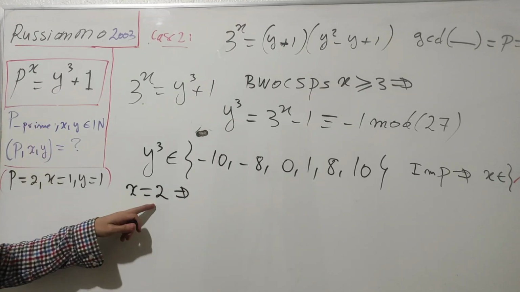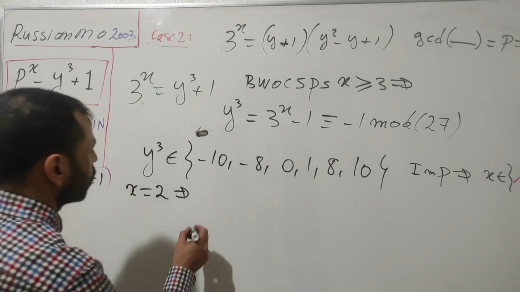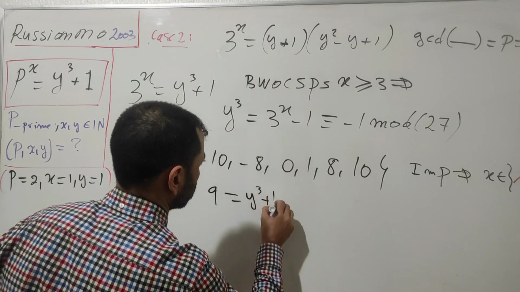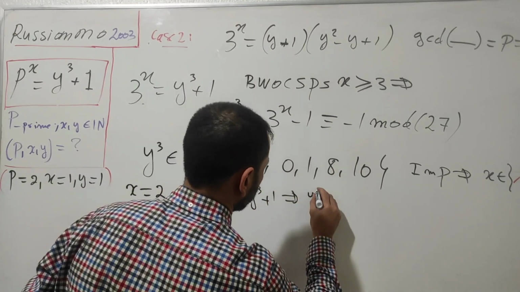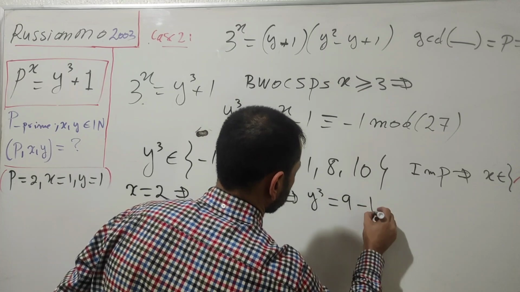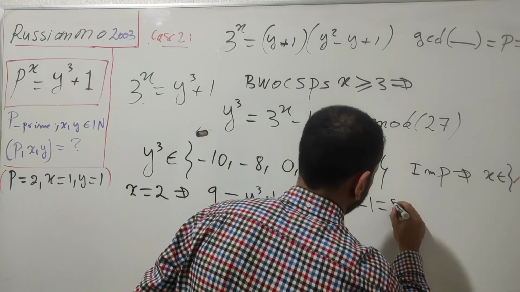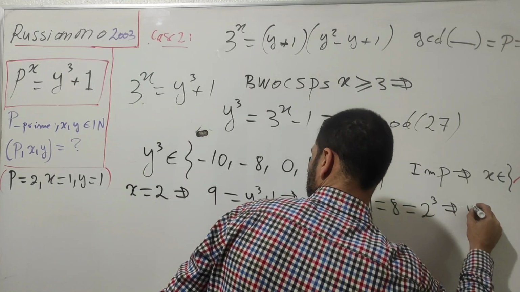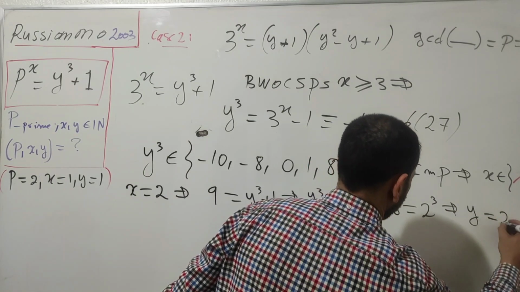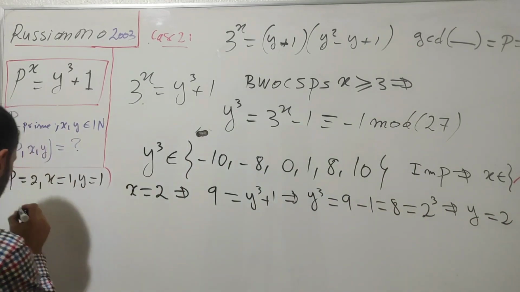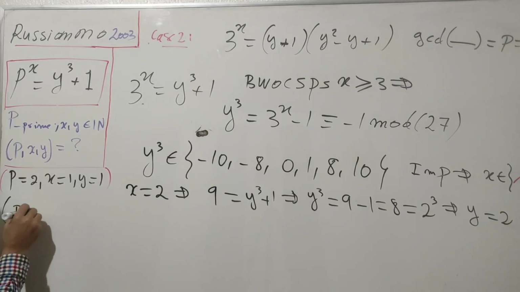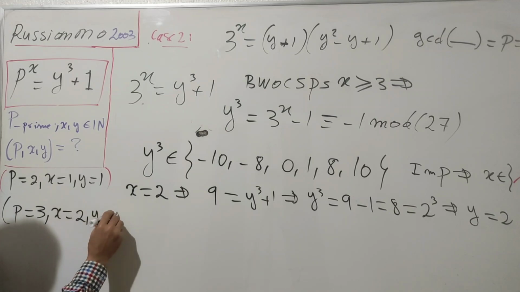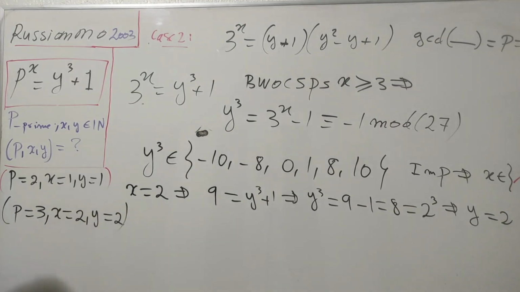X equals 2. I'm going to take this value of x, insert it here to find y. So I get 9 equals y cubed plus 1. In other words, I get y cubed equals 9 minus 1, which is 8, which is 2 cubed, thus y equals 2. So I will have another solution: p equals 3, x equals 2 with y equals 2. Okay, that is the only solution for this equation.